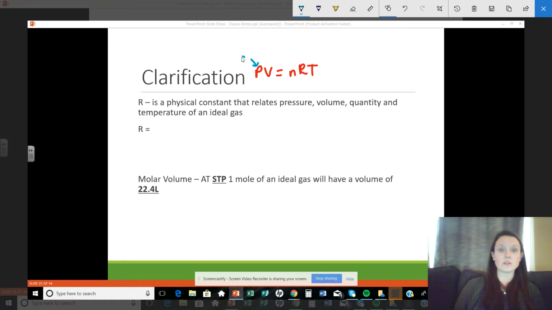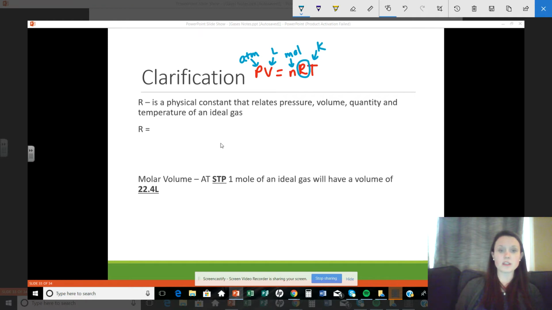Anytime you do an ideal gas law problem in our chemistry class, each of your variables needs to be in specific units. Your pressure should be in atmospheres. Your volume should be in liters. I want you guys to have your quantity of gas in moles and your temperature in Kelvin. Now the reason for that all has to do with this gas law constant right there.